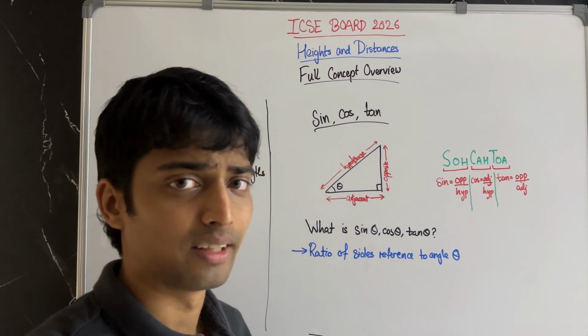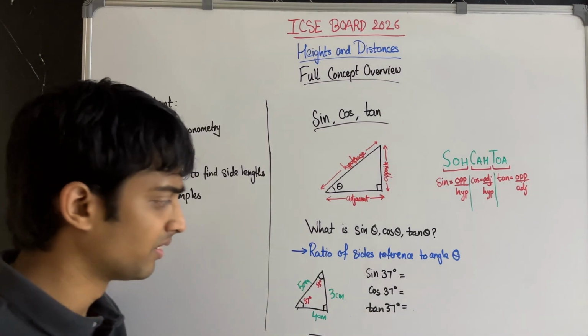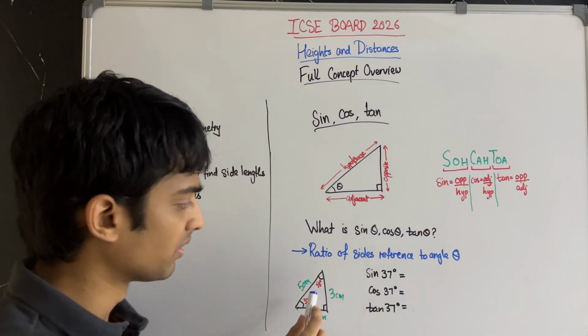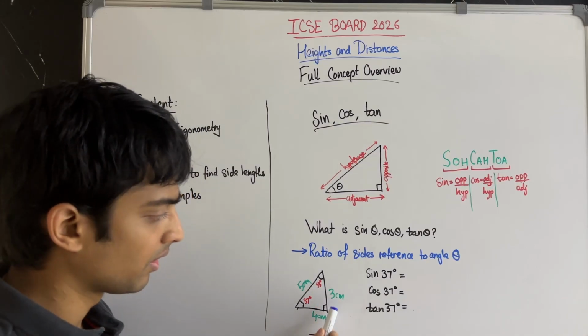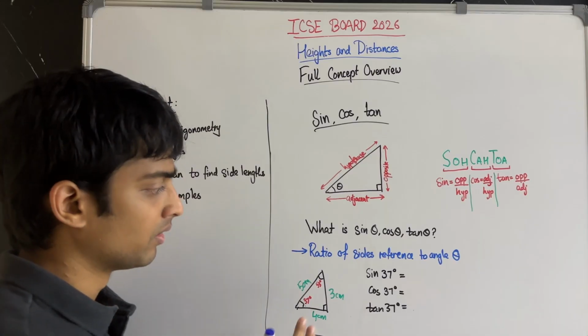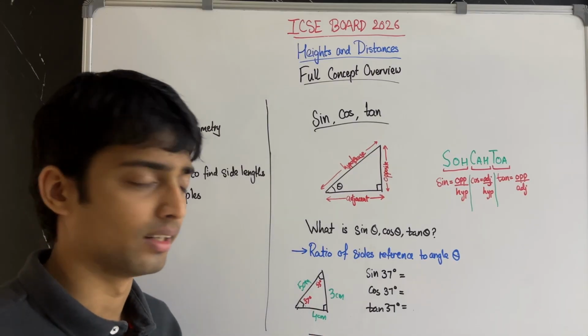Now let's look at an example so it's very clear for you. Let's take this example. This is a triangle. This angle is 37 degrees, this is 53 degrees, this is 90 degrees. So it's a 90 degree triangle. This will only work in a 90 degree triangle.